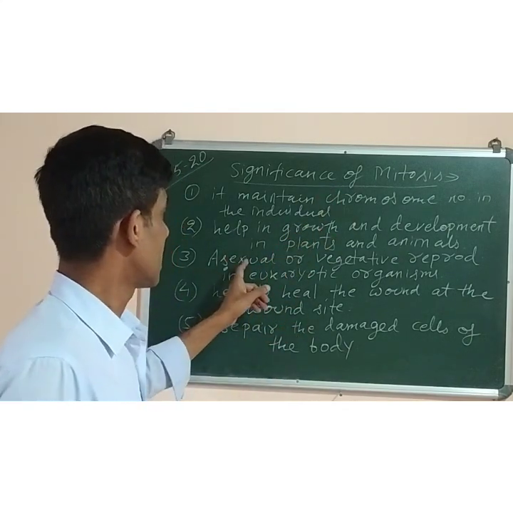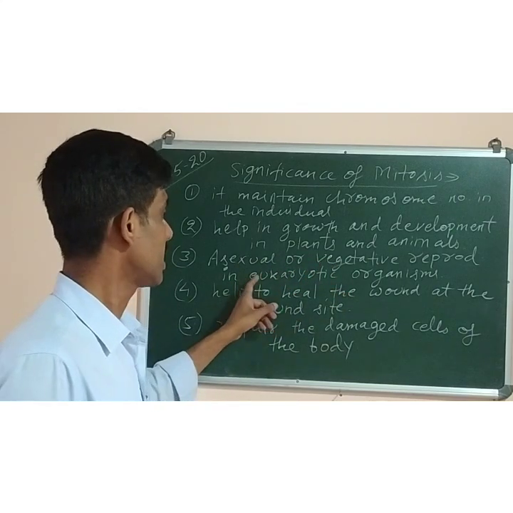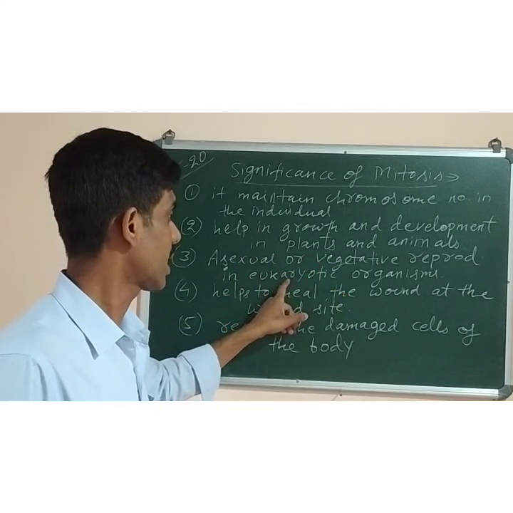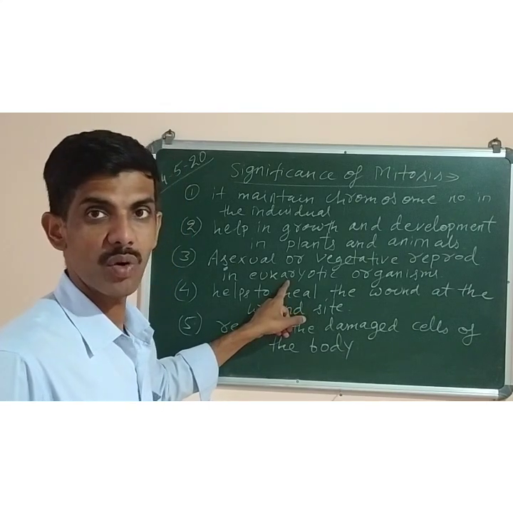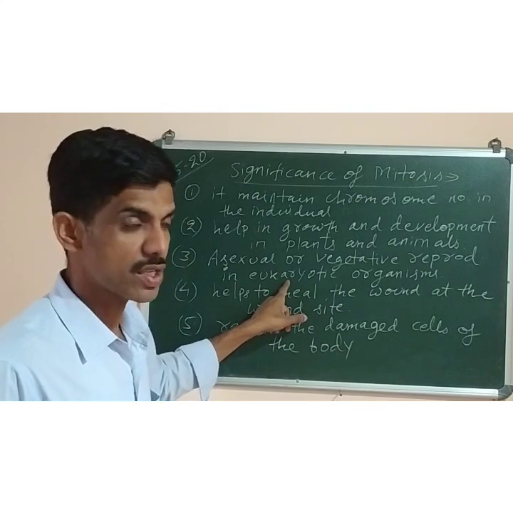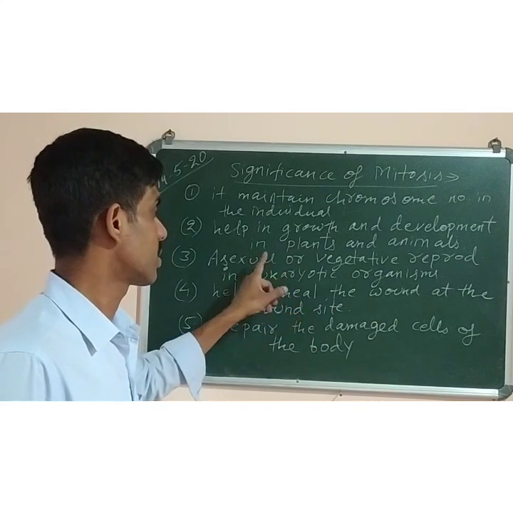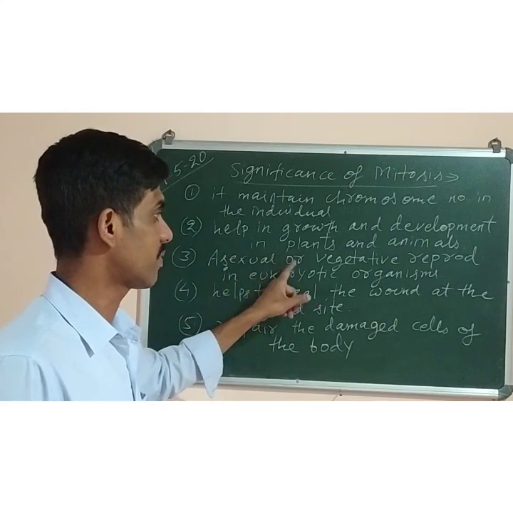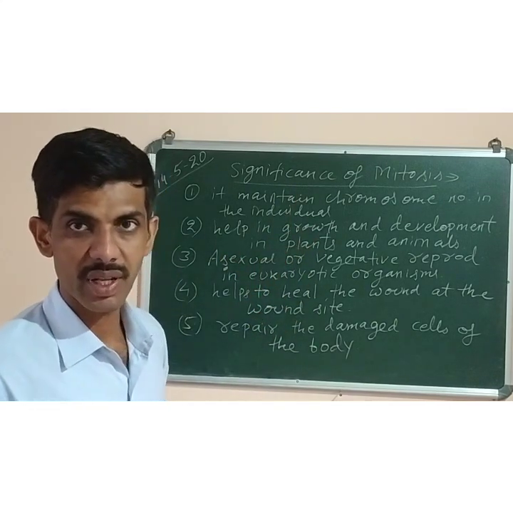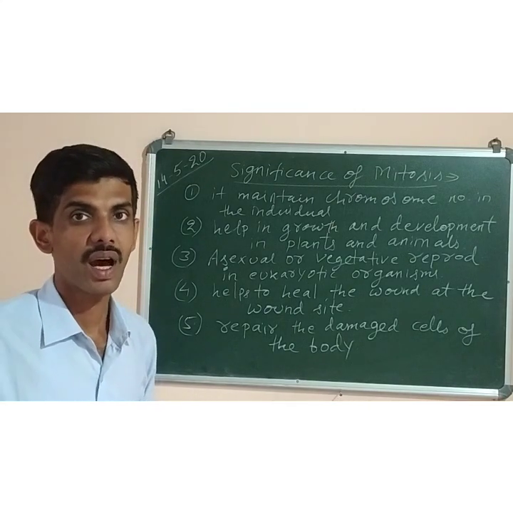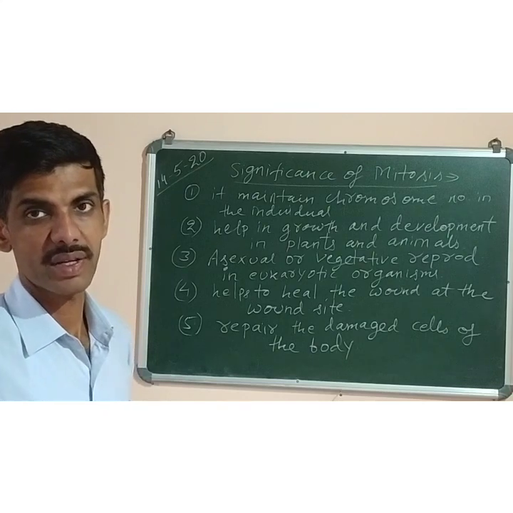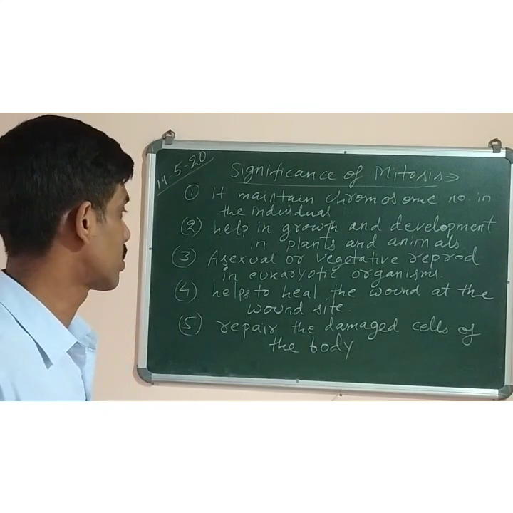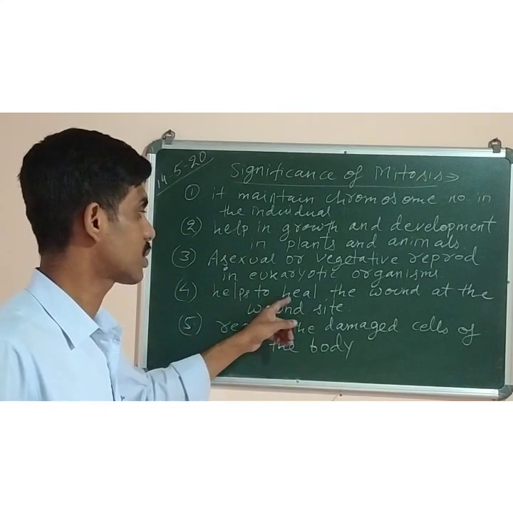Third one is asexual or vegetative reproduction in eukaryotic organisms. You know what is eukaryotic? All the modern organisms like plants and animals are eukaryotic, which has a well-defined nucleus with a nuclear membrane. So they can reproduce asexually by this method of mitosis cell division. Example, binary fission in amoeba, in which a single amoeba cell or the parent cell can divide to form two daughter amoeba. It also helps to heal the wound.